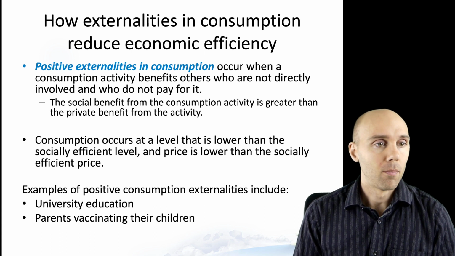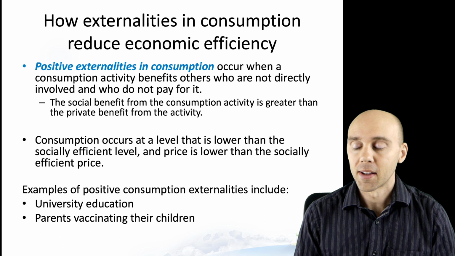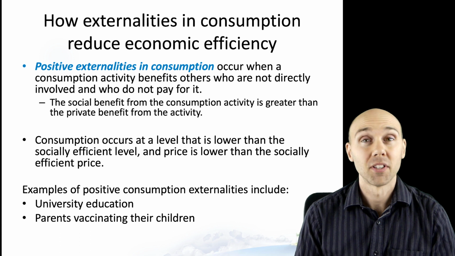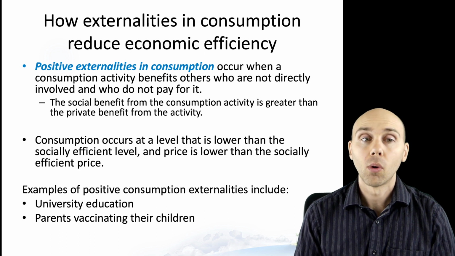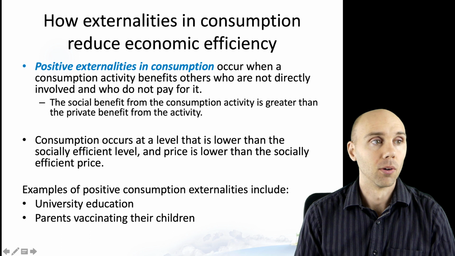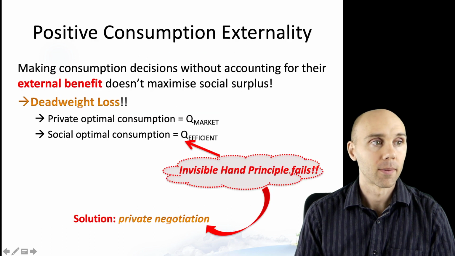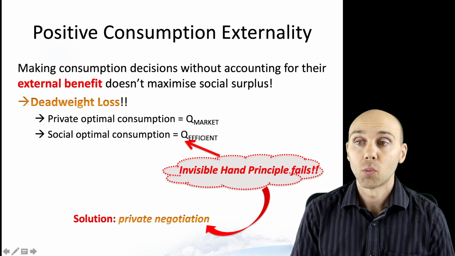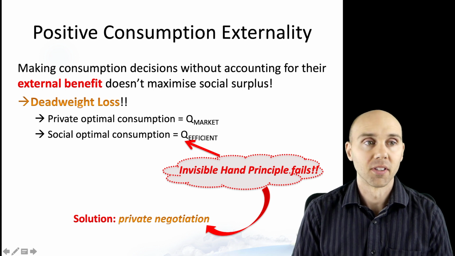So if we're not meeting those quantities and prices that are socially efficient, that means that there's going to be some efficiency loss to society. And we know what that's called already. That's called a deadweight loss. So if we don't account for these external benefits, we're not maximizing the social surplus to society.